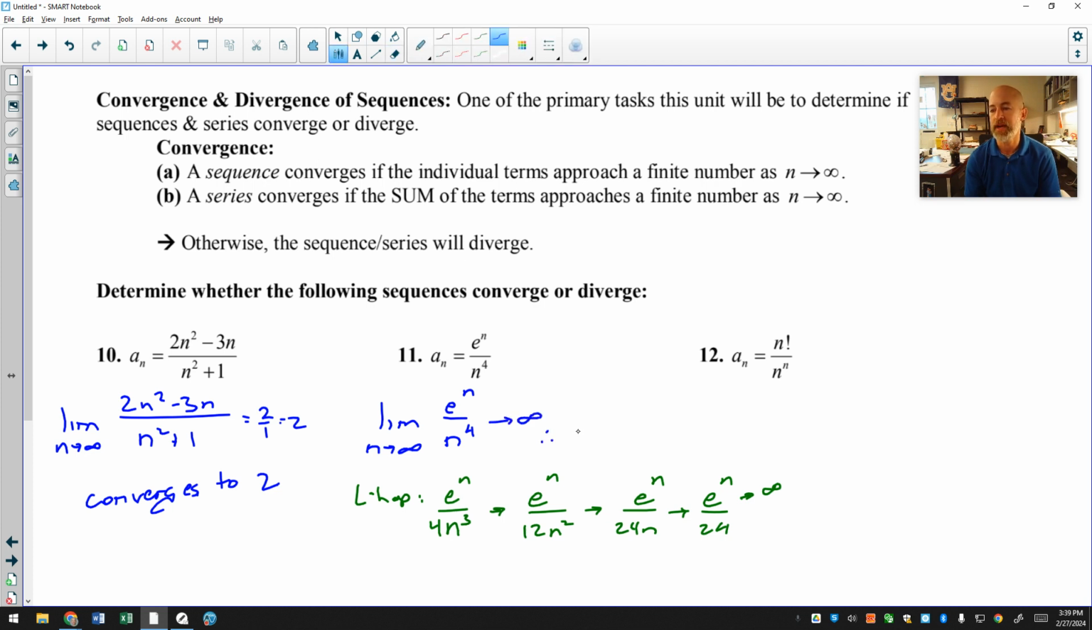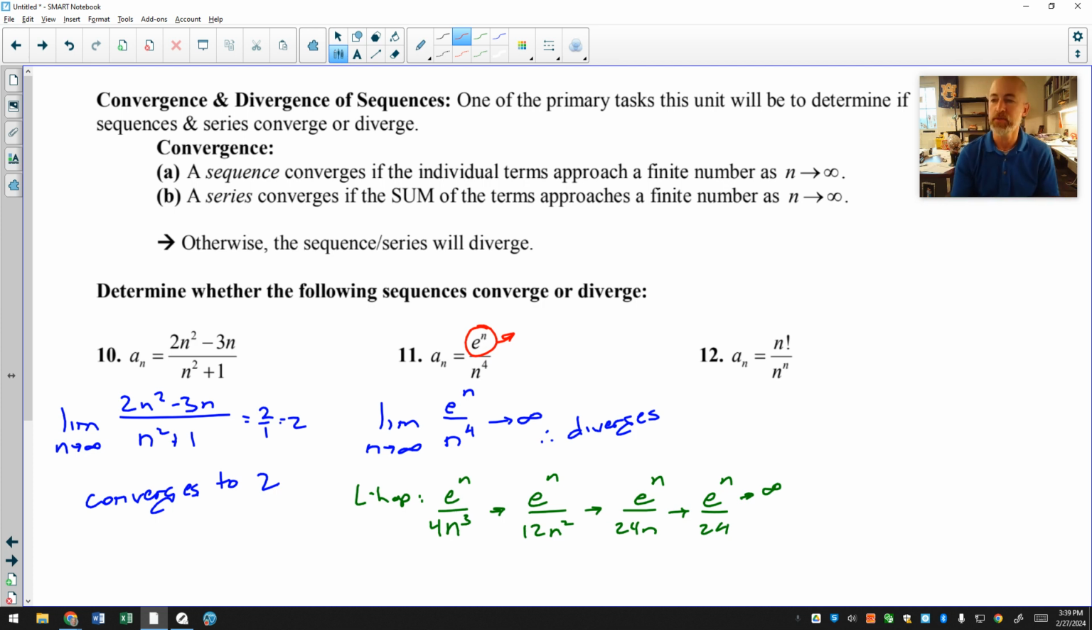Therefore, the sequence diverges. And it just so happens that you are allowed to just memorize that if n is going to infinity, an exponential function e to the n is going to absolutely obliterate that n to the fourth on the bottom. This is a very top heavy fraction. This e to the n is much stronger than the n to the fourth. So that's going to determine the behavior as n gets infinitely large.